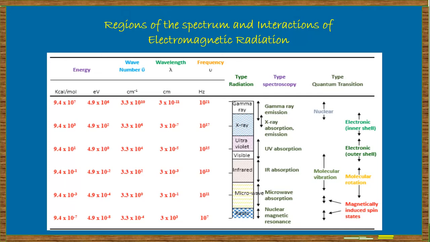The last one is the nuclear magnetic, I mean the radio waves. It is very useful in nuclear magnetic resonance spectroscopy, NMR spectroscopy. It is the lowest form of electromagnetic radiation. Its energy is only 9.4 x 10^-7, the wavelength is very long, 3 x 10^3 centimeter, and the frequency is lower, 10^7. So it is a magnetically induced spin state. Electron spin and magnetic interactions are both involved in NMR. So this is about the regions of the spectrum and the interactions of the electromagnetic radiations.